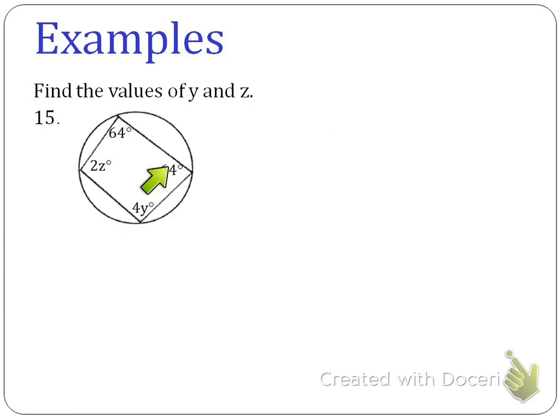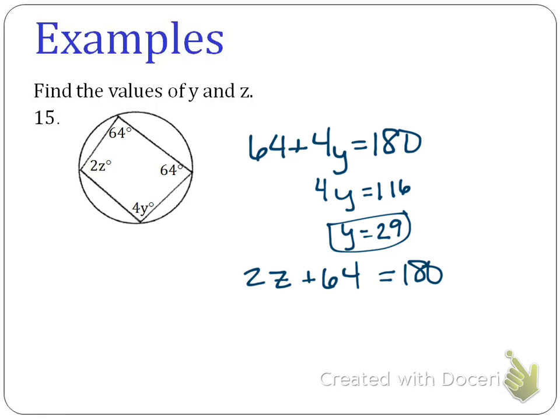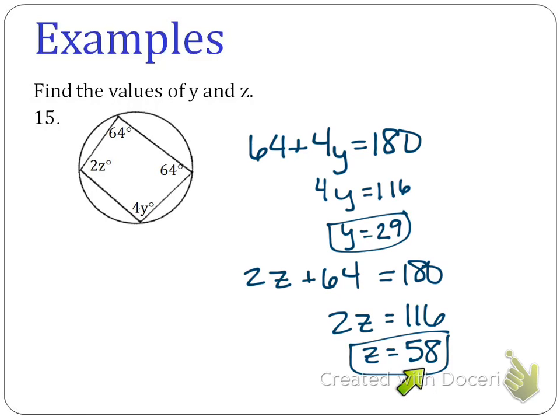So we notice I've got a quadrilateral inside a circle, so opposite angles are going to be supplementary. Starting with 4y and 64, I'm going to add those two to get 180. I subtract 64, and now I'll divide by 4. y is 29. Similarly, I'll set 2z plus 64 equal to 180. I'll subtract 64 and divide by 2. And we get z to be 58. Next example.